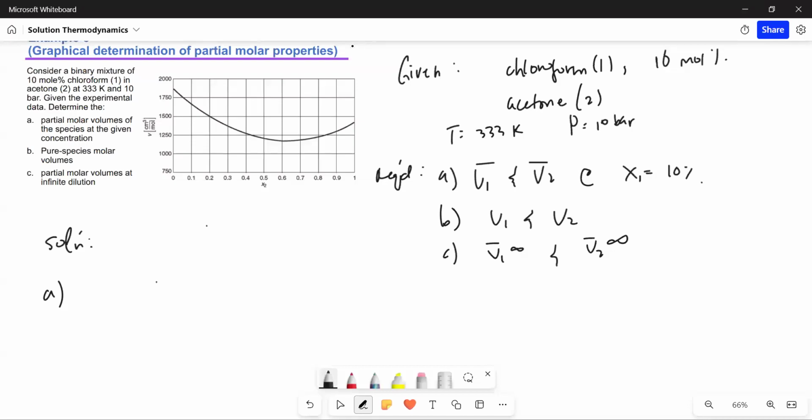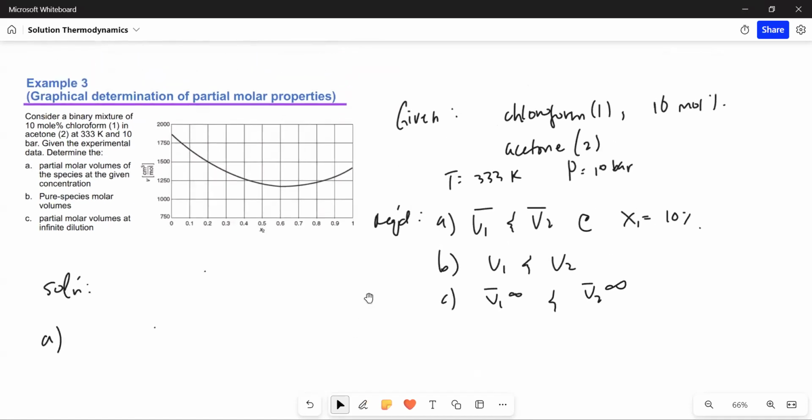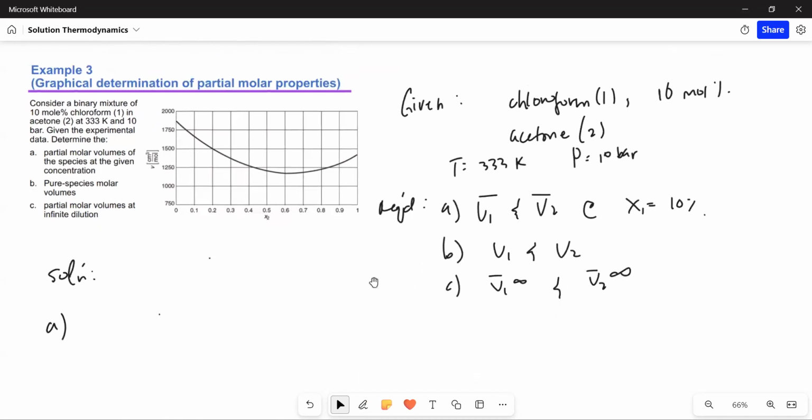Let's continue with this problem. To check the introduction of this problem, please view the previous video. But basically, what is given to us is a chloroform and acetone binary mixture, wherein we're being asked for the partial molar volumes of the two species at a given concentration of 10 mole percent. And then we're also being asked for the pure species molar volumes and the partial molar volumes at infinite dilution.